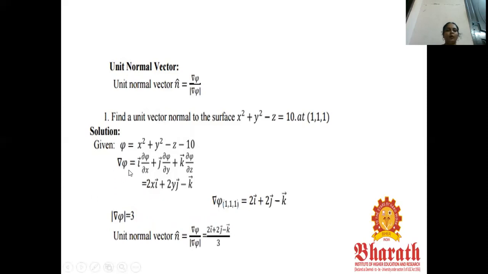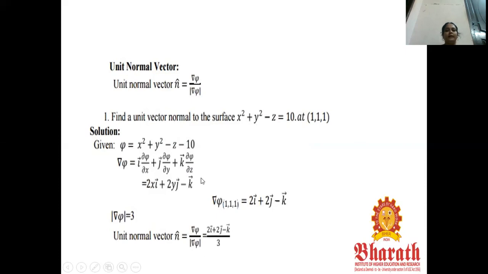So del phi is equal to i vector into dou phi by dou x plus j vector into dou phi by dou y plus k vector into dou phi by dou z. That means we differentiate phi with respect to x, with respect to y, with respect to z. First with respect to x, we got 2x i. With respect to y, that is 2y j. Then with respect to z we got minus 1, that is minus k vector.